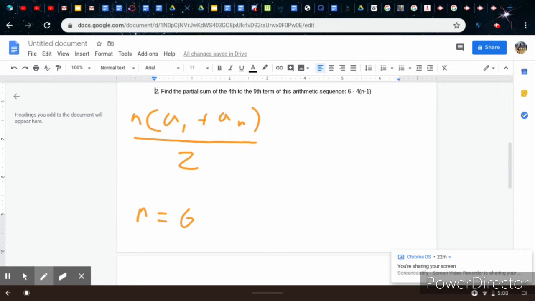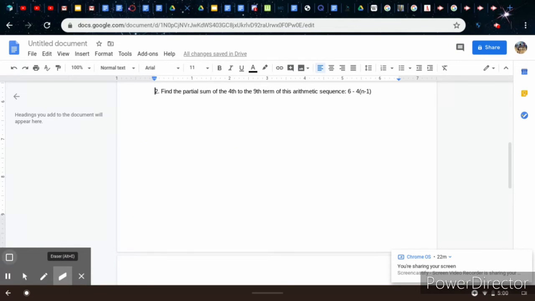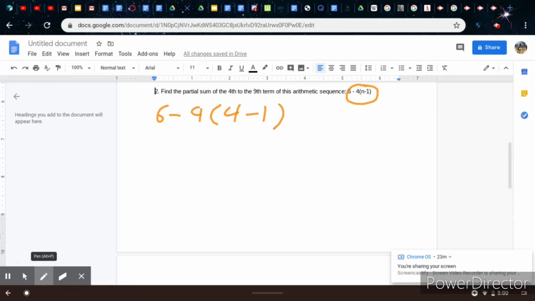So now, in order to find a1 and an, we need to calculate the 4th and the 9th term. So let's do that right now. We can just plug 4 and 9 into the given equation right here. So 6 minus 4 times, we want to plug 4 into n, so 4 minus 1. 4 minus 1 is 3. 3 times 4 is 12. 6 minus 12 is negative 6. So that is the fourth term.